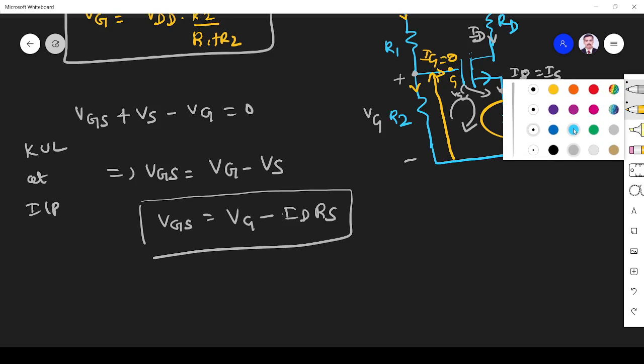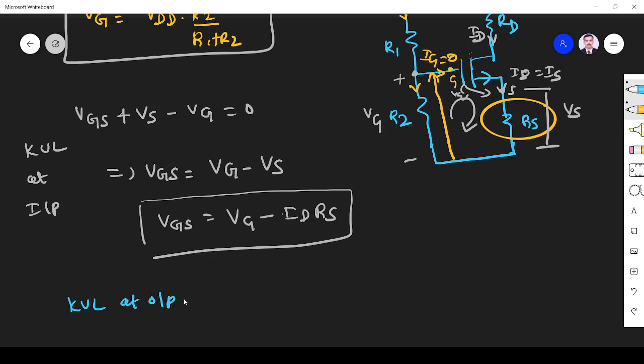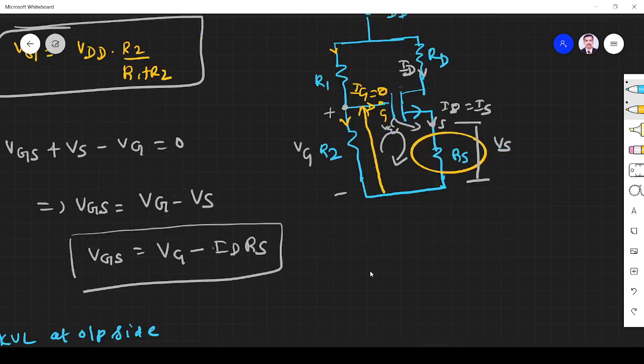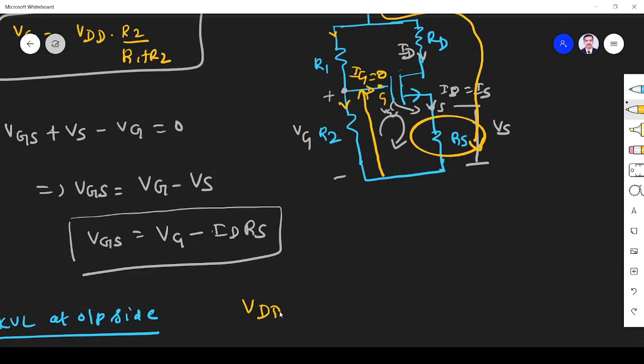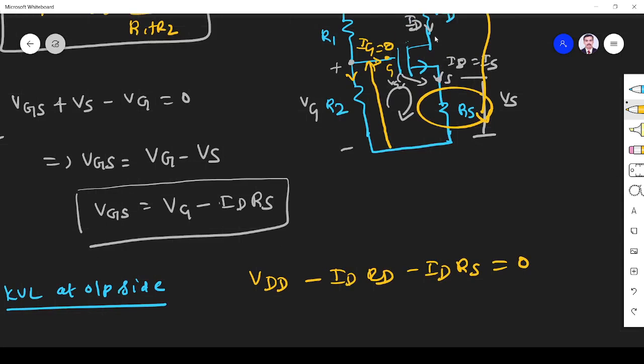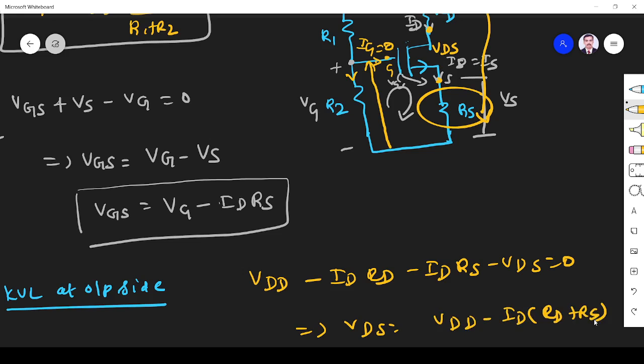Next, we apply KVL at the output side. This is the output side, right? So here you apply KVL around this loop. It is VDD minus IDRD. VDD is the supply. The drop here is IDRD. And the drop here is ISRS, which is nothing but IDRS. And we have VDS here, so I write minus VDS, equal to 0. This implies VDS is equal to VDD minus ID times (RD plus RS).